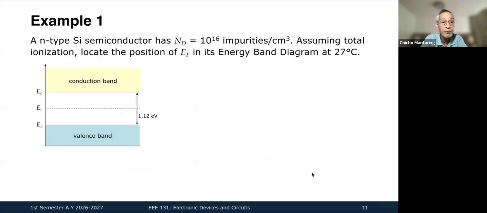Okay, so here's an example. N-type silicon semiconductor. Nd equal to 10 to the 16 impurities per centimeter cubed. Assuming total ionization, nasaan yung E of F dito? Okay? We're going to do that at 27 degrees centigrade. So my first question to you, what is the value of n? What is going to be my electron concentration? Anyone?